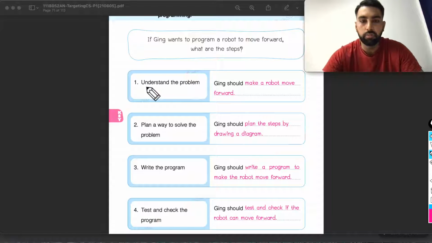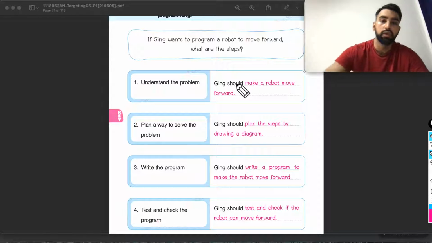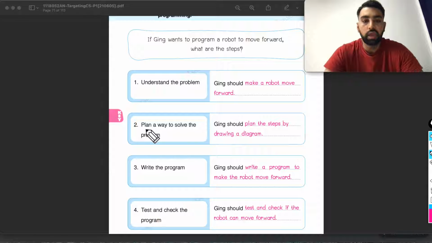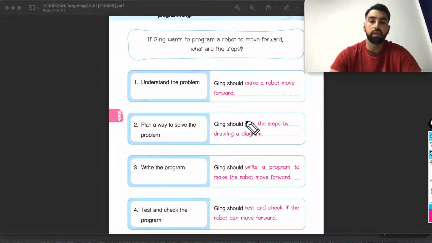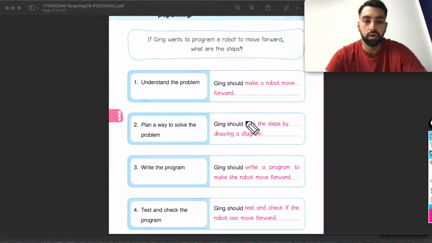So number 1 is understand the problem. Ging should make a robot move forward because he has to understand what the robot has to do. The second one, he has to plan a way to solve the problem. What is the plan he has to do? He has to plan the steps by drawing a diagram, like he has to draw the steps of making a program.